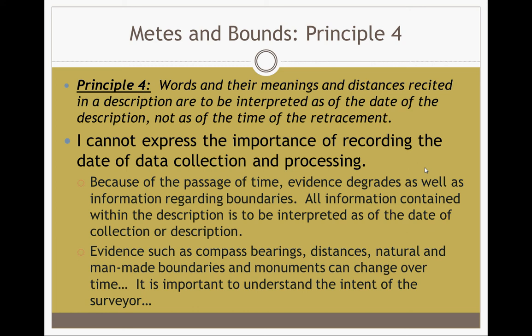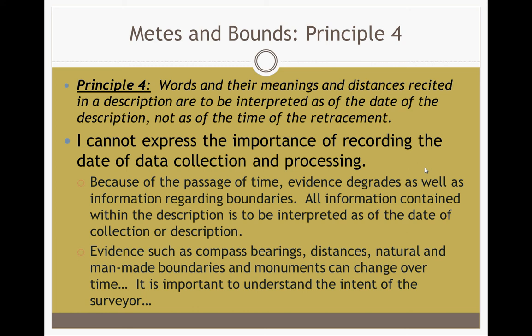Because of the passage of time, evidence degrades, as well as information regarding boundaries. If you go out and set control corners and control points, and then you take a month to go back, well, those points may not be there anymore. They may have been pulled up by a lawnmower or eaten by a horse or whatever. And so you may not have them with you anymore. All information contained within the description is to be interpreted as of the date of collection. And our standards of practice, if you'll remember, in the very end, ask for the date of field survey in section P. And so it's important to write that date of field survey.